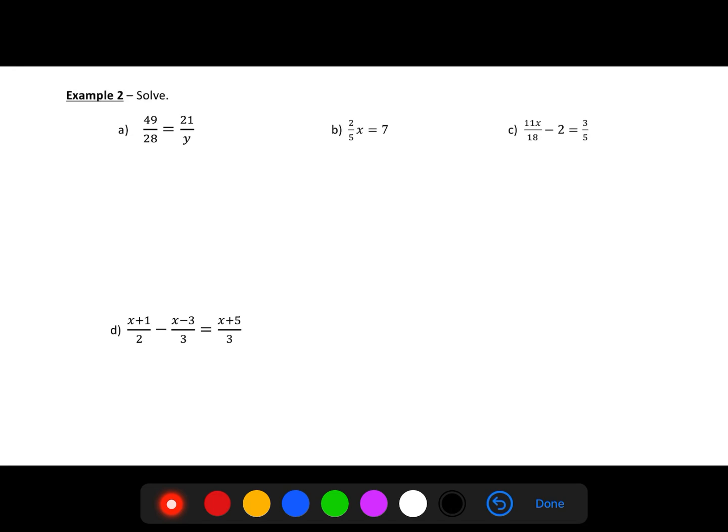Example number 2, we want to solve. So notice that we don't have solve and check. We don't have to do a physical left side, right side check, but it doesn't mean that we don't want to double check it in the equation, mentally at least.